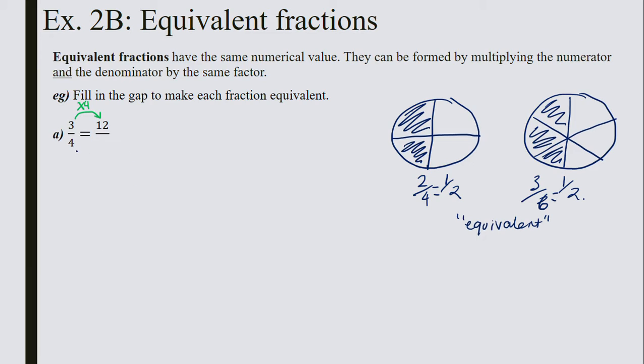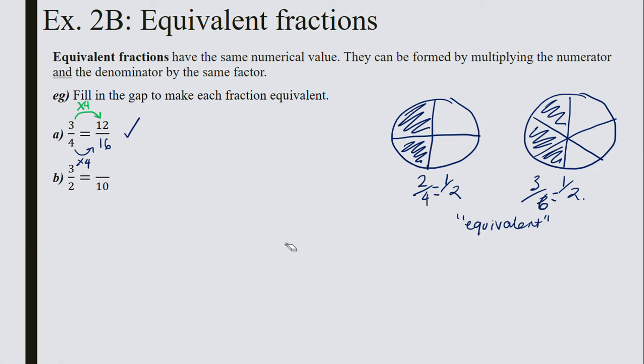So we're going to do the same thing to the bottom. We're going to multiply 4 by 4. Notice that these are exactly the same. 4 times 4 equals 16. And now we have an equivalent fraction. Okay, 3/4 is the same as 12/16.